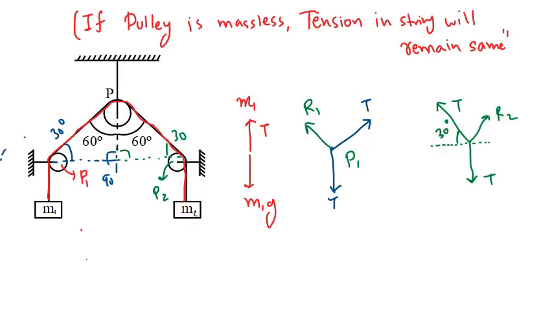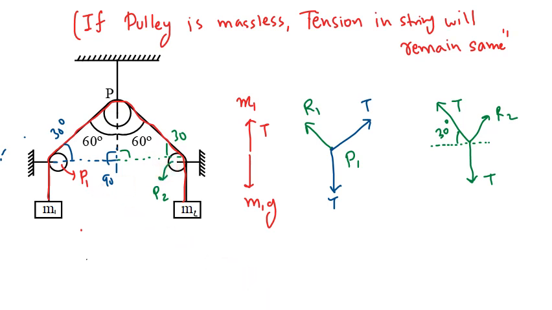Okay, so today's topic is free body diagrams. So please understand how to make free body diagrams. In this question, you'll see we have one mass M1 here, one mass M2 here, and there is also one pulley P1. So this is pulley P1, this is pulley P2. I'll explain how to draw free body diagrams.